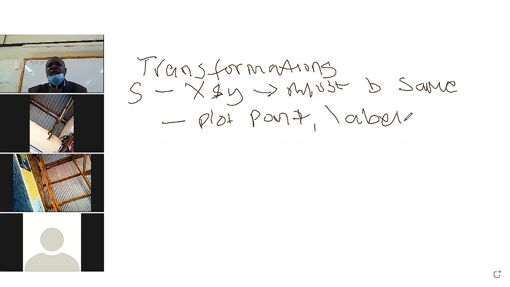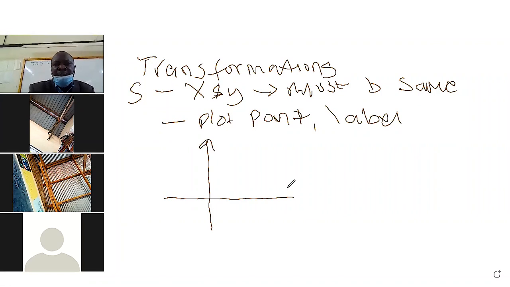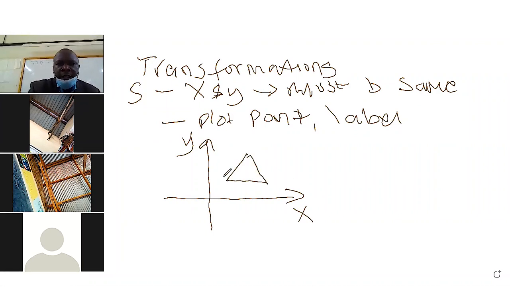Otherwise, a diagram without points being labeled is not a diagram. Just giving an example here on the Cartesian plane, Y and X, I draw my object as that. That is my object. Then I reflect it maybe on the Y-axis, and I get it out here. They might be the correct ones, but if you check my diagrams here, they are not labeled. You have plotted, yes, but they are not labeled.